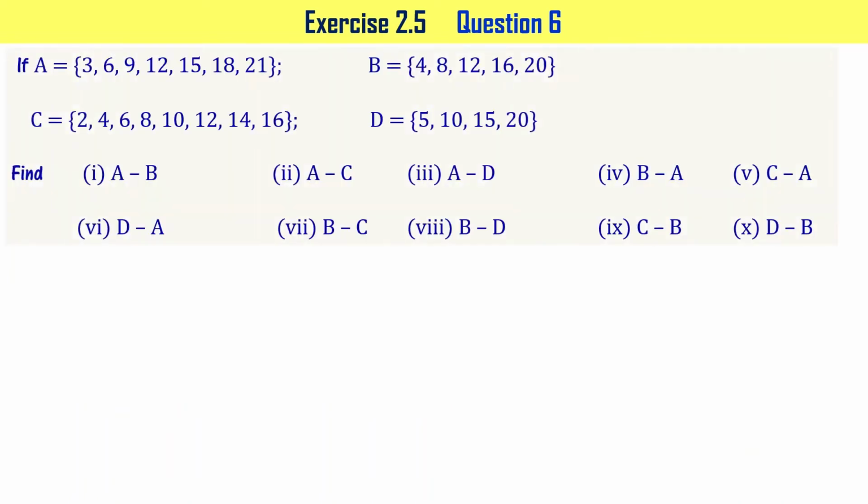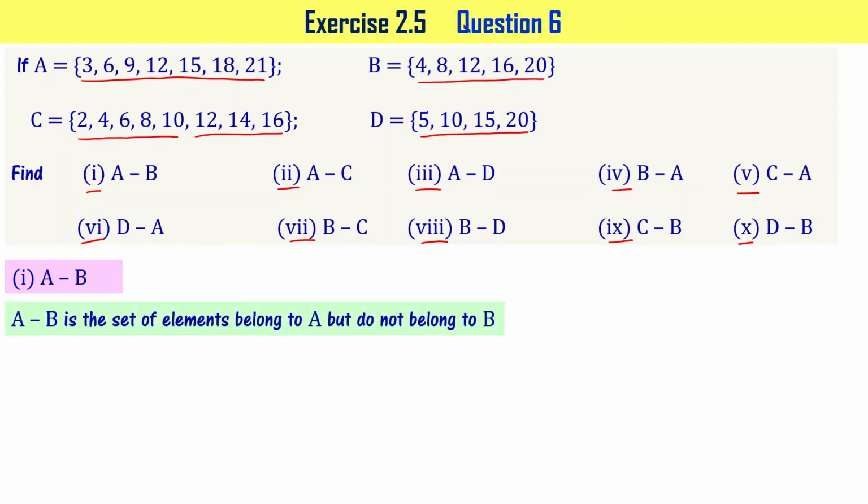Question number 6. If A is a set of elements 3, 6, 9, 12, 15, 18 and 21, and B is a set of elements 4, 8, 12, 16 and 20, and C is a set of elements 2, 4, 6, 8, 10, 12, 14 and 16, and D is a set of elements 5, 10, 15 and 20, then we are asked to find A minus B, A minus C, A minus D, B minus A, C minus A, D minus A, B minus C, B minus D, C minus B and D minus B, right? Let's start with A minus B first.